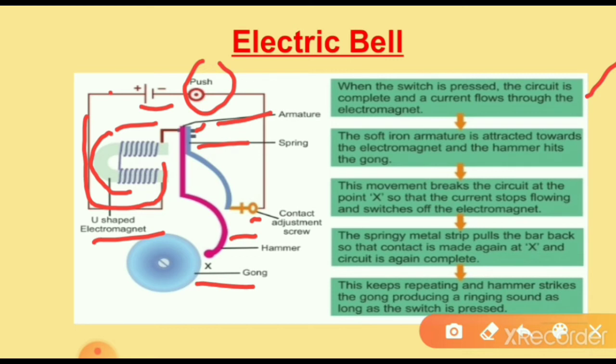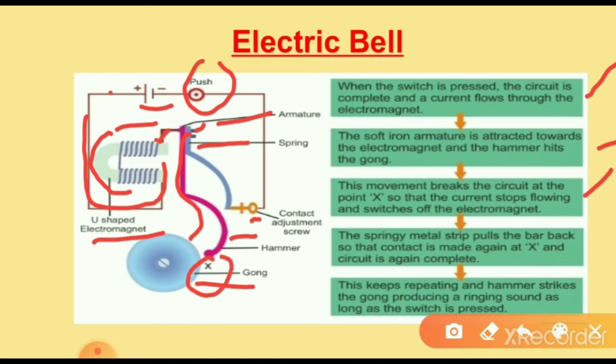Observe that it is attracted towards the electromagnet, and the hammer moves. So when it is attracted to the electromagnet, the hammer hits the gong. That is the interlink in this. And what is the third step? This movement breaks the contact at the point X.